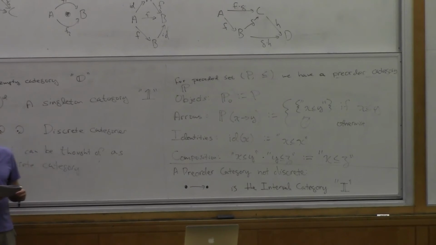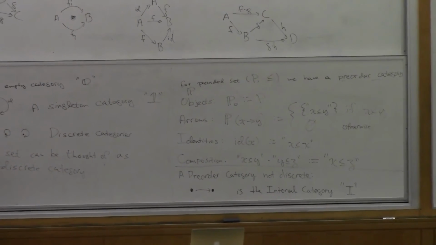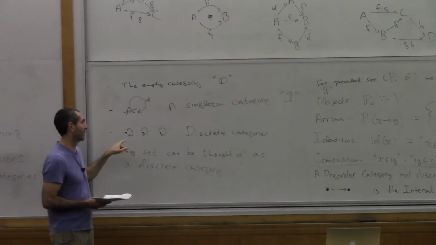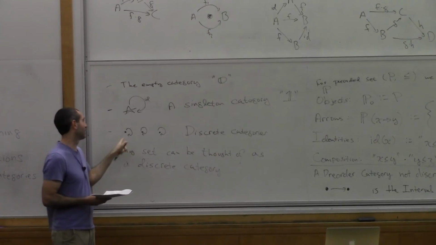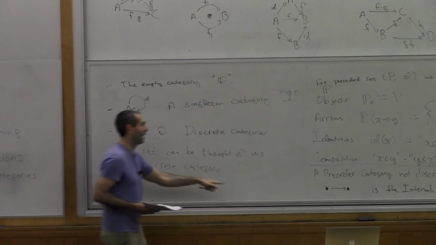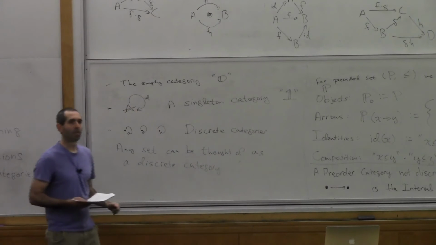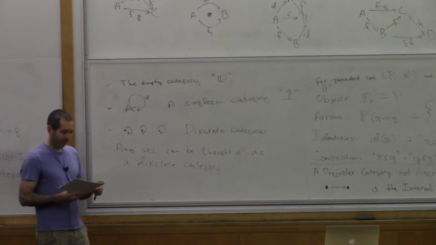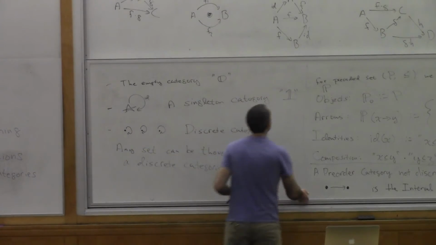Question or comment? So what makes it not discrete? The discrete categories were a set considered as a category. So the objects would be the elements of the set, and the only arrows in the category would be the required identities, the little loops. Here we have an arrow that's not a loop, that's not an identity, and therefore it's not discrete. Okay. Continuing with our little library of examples.